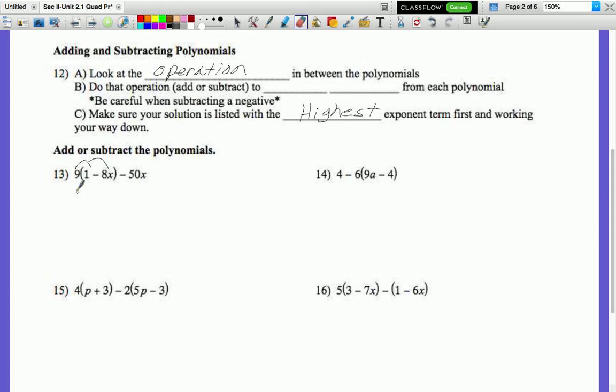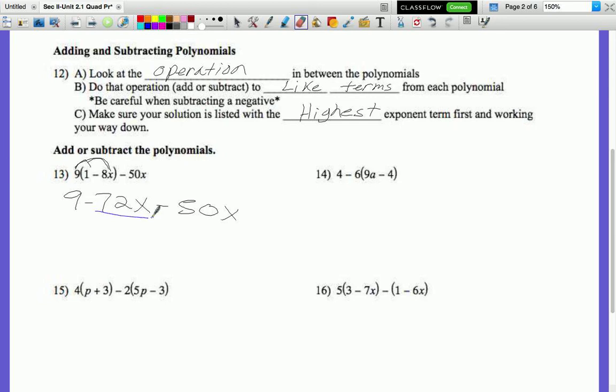So 9 times 1 is 9. 9 times -8 is -72x. We bring down the -50x. And we combine like terms. I figured out what that fill in the blank was. It's supposed to be like terms for each polynomial. My bad. So we combine like terms.